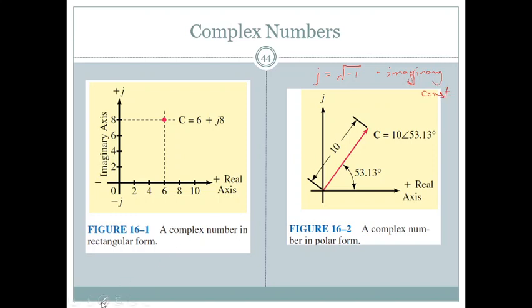Right, so nothing other than just a different label. Earlier, in the O levels and A levels, if you have done both, i was used to represent the square root of minus 1, that is the imaginary axis, but now we are using j instead. That's all the difference is.